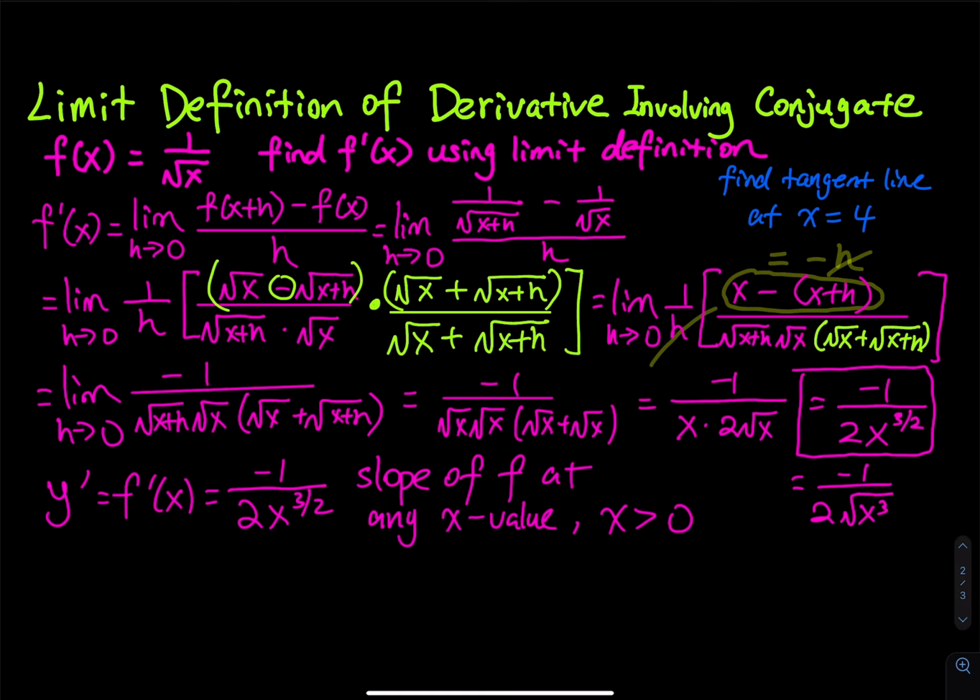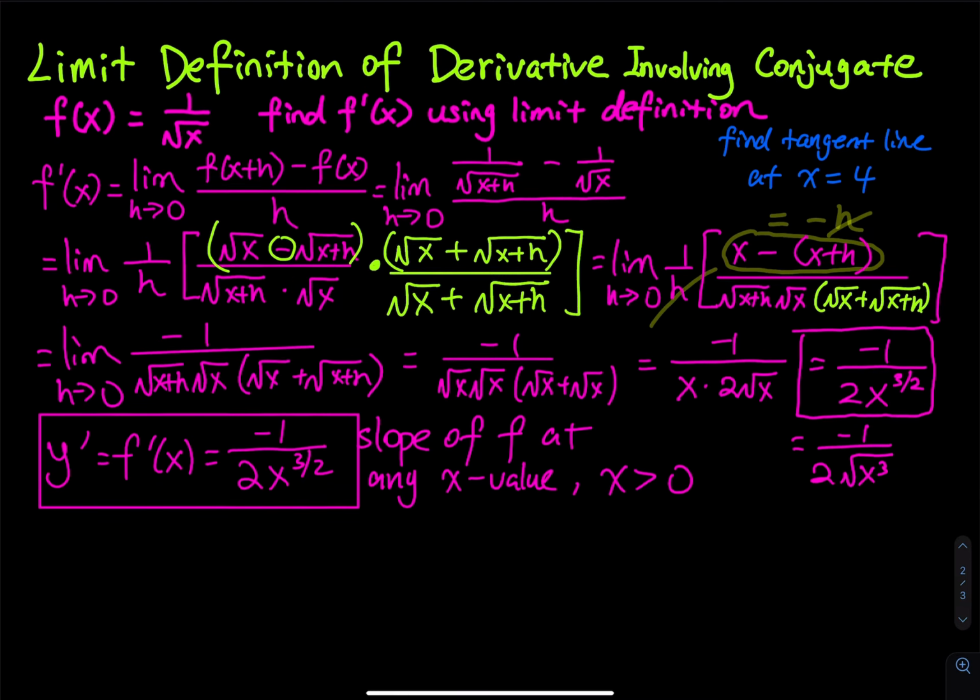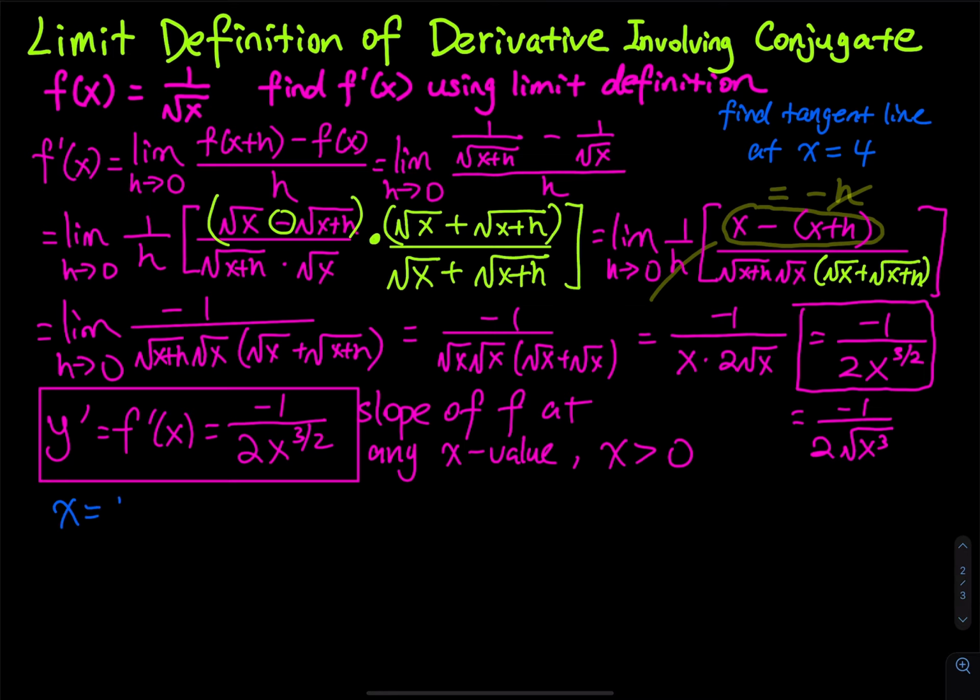The next is the blue problem. Find the tangent line at x equals 4. So let's box this answer first, and then I will find the tangent line for you. Okay, match the color. So when x equals 4, I need to find a point.